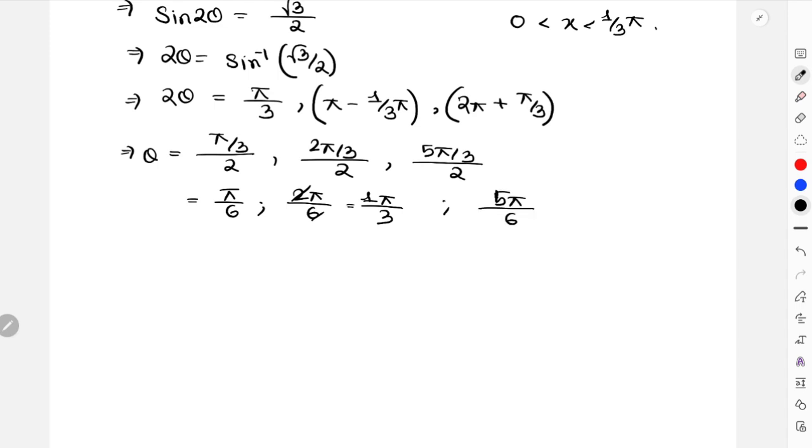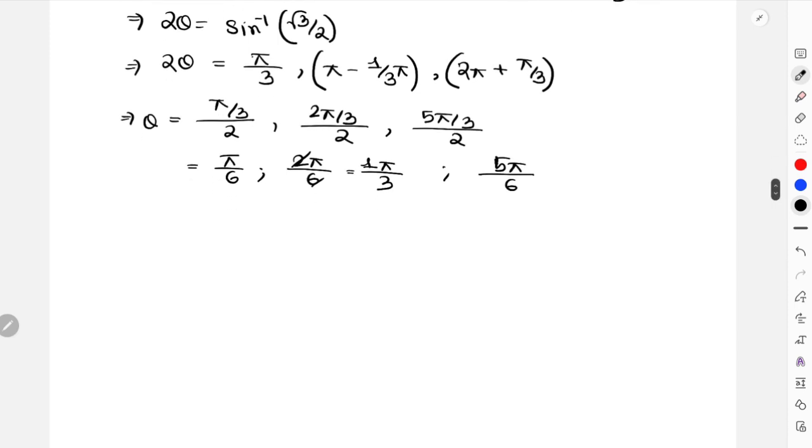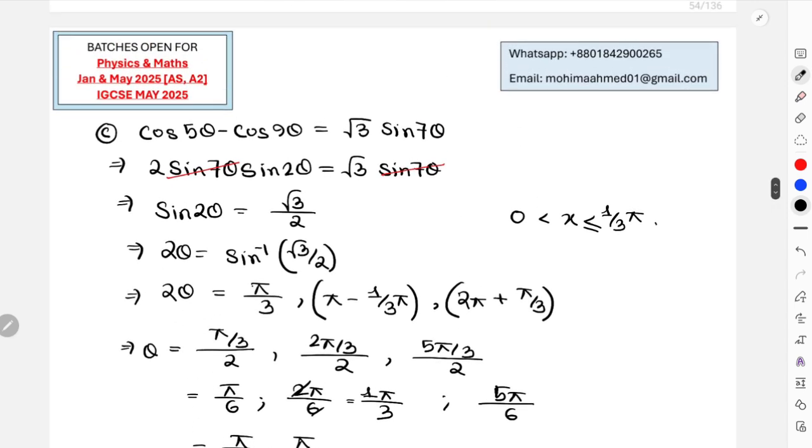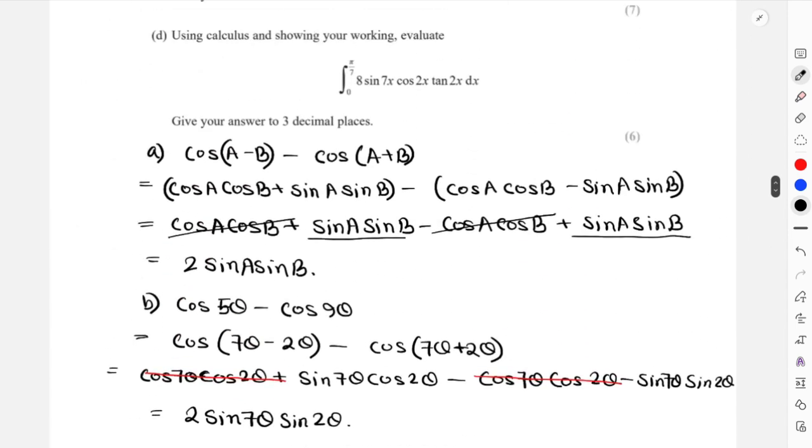Now, you just have to understand that 5 pi over 6 would be greater than your final range. So the only values that you're going to accept are pi by 6 and pi by 3. This is way too big, so we're not going to accept that for your final answer because the range was greater than or equal to 0 and less than or equal to 1/3 pi. So this is your solution for part C. Part C is done.